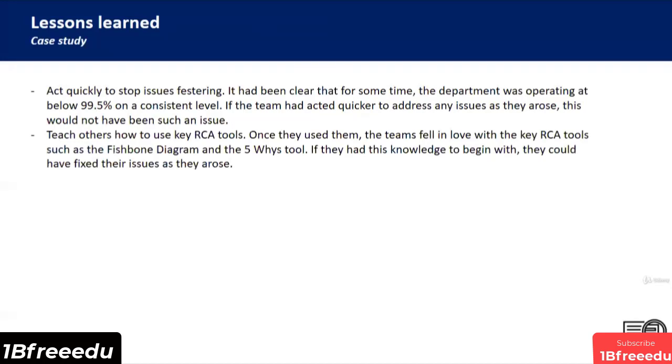Teach others how to use key RCA tools. Once they use them, the teams fell in love with the key RCA tools, such as the fishbone diagram and the 5 whys tool. Now, if they'd had this knowledge to begin with, they could have fixed their issues as they arose. Now, when issues arise within that team and other teams that have this knowledge, they can pivot, use the tool, fix the problem, deliver the solution, implement the control.